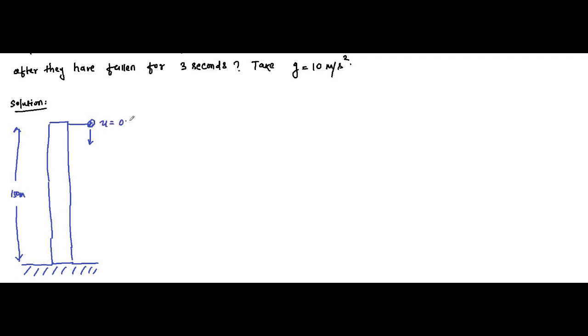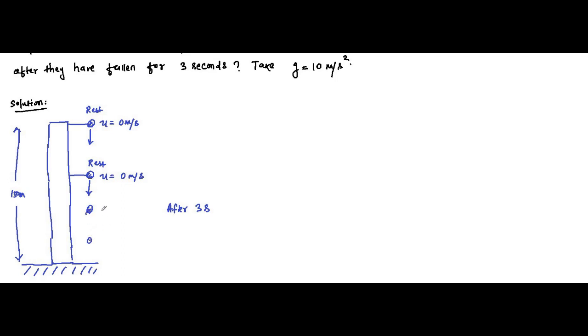u equals 0 meters per second, from rest it is dropped, and then simultaneously, at exactly the same time, another stone is also dropped from rest. Both of the stones are dropped from rest with 0 initial velocities. Now we have to determine, let's say after 3 seconds, what is the difference in their heights? Let's say both the stones are here and there after 3 seconds.